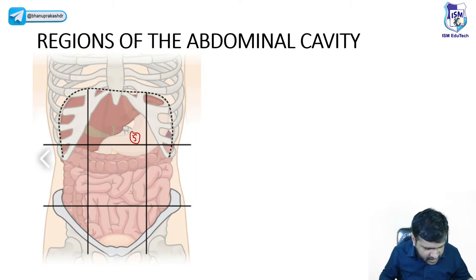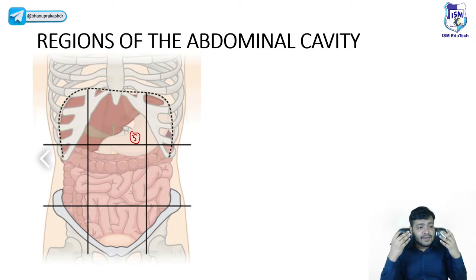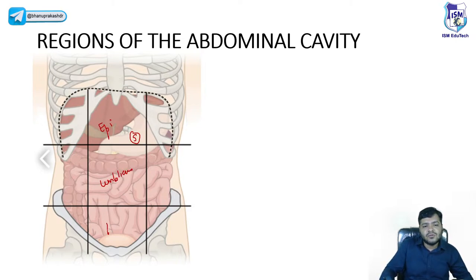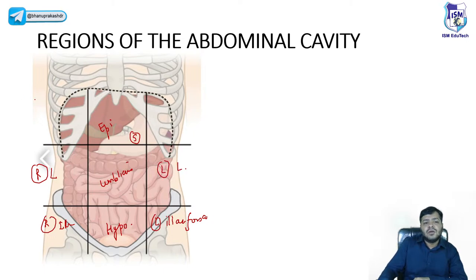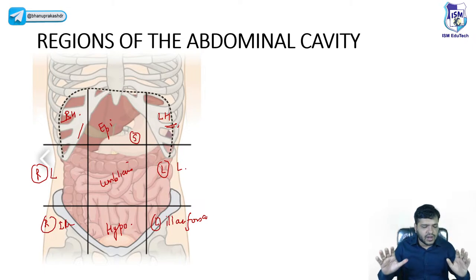So the first point that I will write for every organ is where it is present. You have to clear the concept in your mind of where it is present. So you already know this is the umbilicus part, this is epigastric, this is hypogastric. In the diagram given in the book, now look, this will be the left iliac fossa, this the right iliac fossa, this is the right lumbar region, this is the left lumbar. The upper part: since the costal margin is present, it is the right hypochondrium, and this will be the left hypochondrium, as in the diagram given in the book.